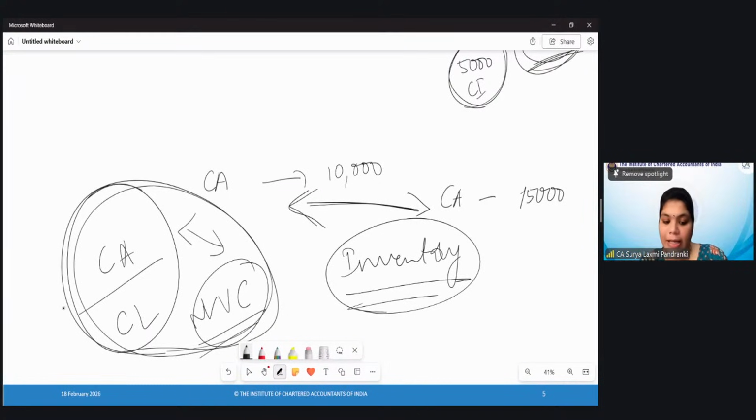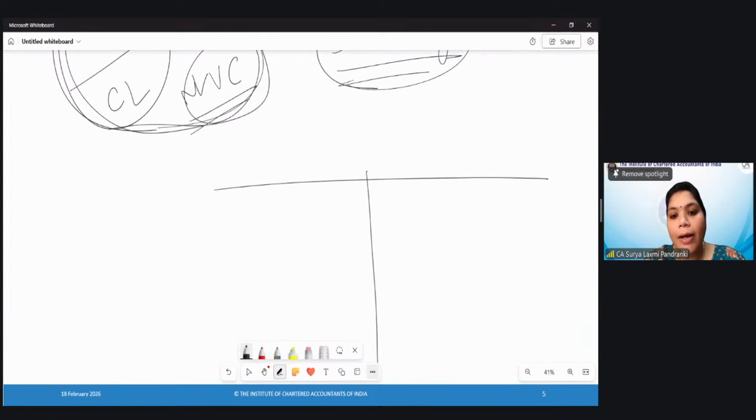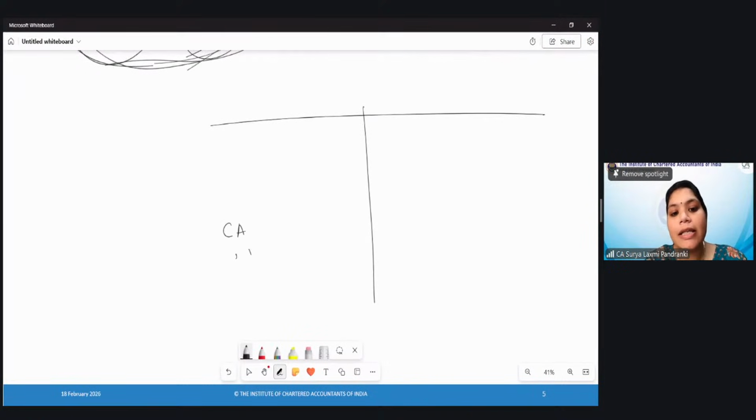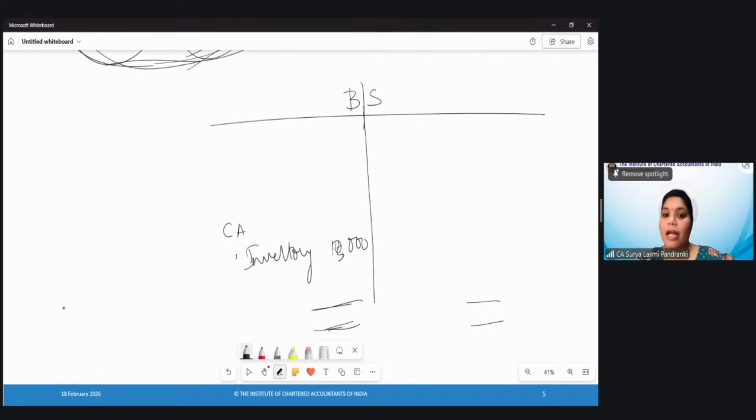That is liquidity analysis. But when you talk about financial position, like I told you, in our balance sheet, inventory will be under current assets. Suppose this is 10,000, your financial position is a different picture. But if this is 15,000, your financial position or your balance sheet picture is different. That is what it means when you talk about financial position.